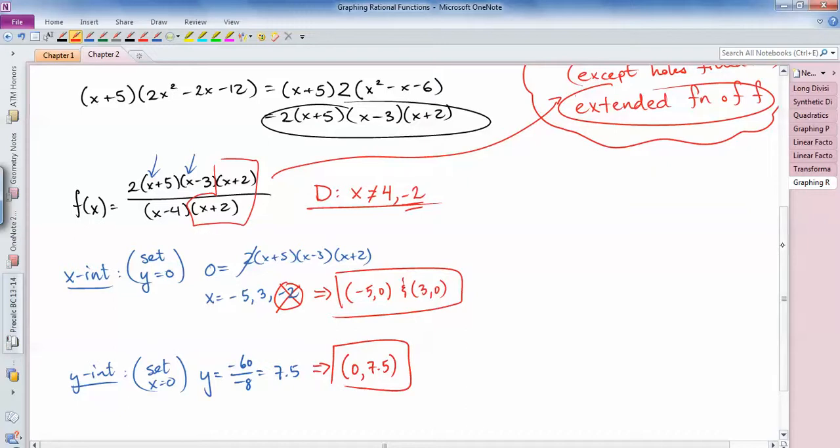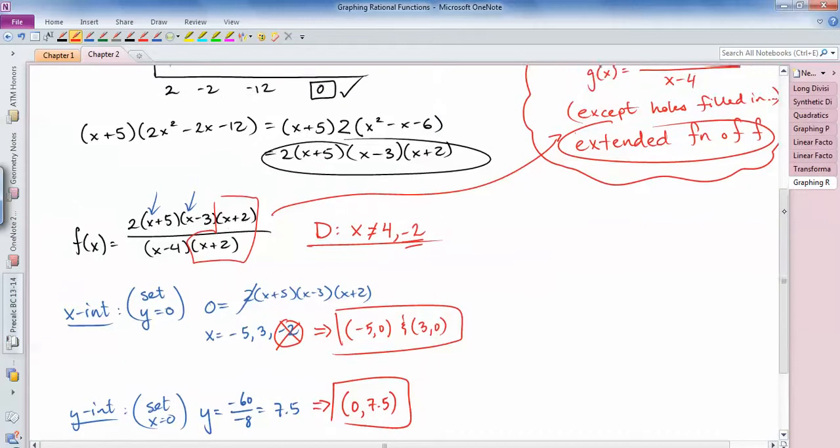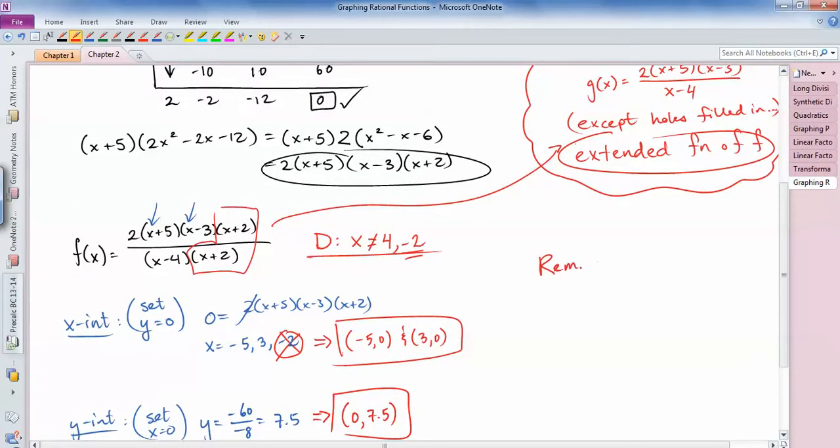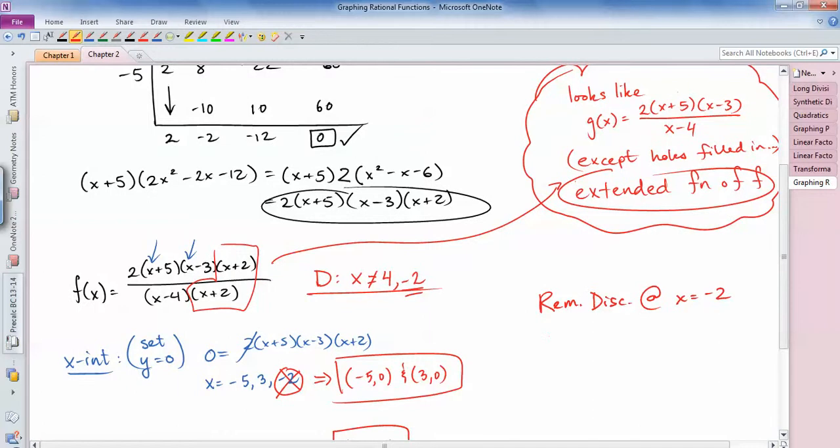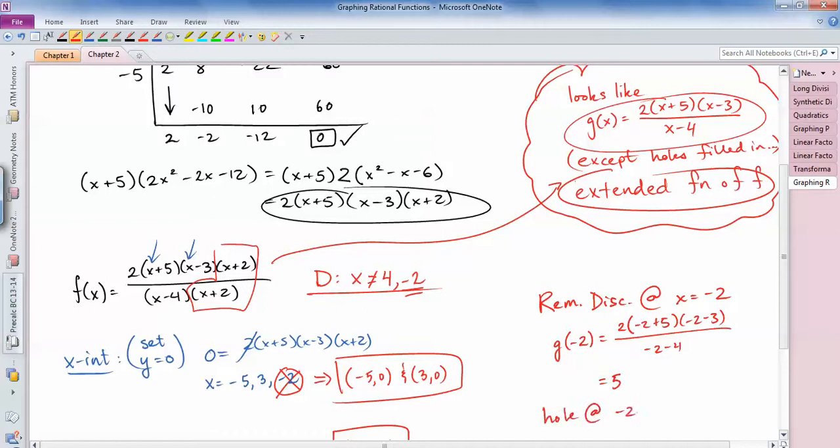Okay, some other relatively simple stuff. We know that we have a removable discontinuity at x equals negative 2 because those cancel. And the way to get the y value for it is we can plug it into the function that looks just like it. So g of negative 2 turns out to be 2 times negative 2 plus 5, negative 2 minus 3, all over negative 2 minus 4. If you work it all the way out, you get 5. So there's a hole at negative 2, 5.